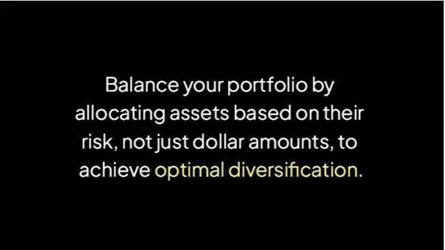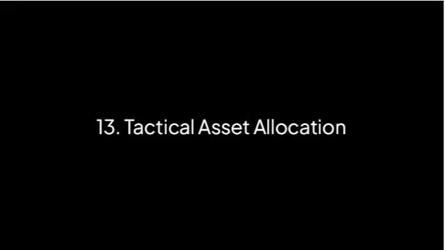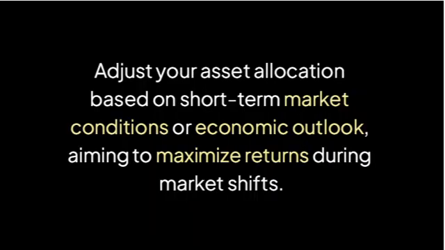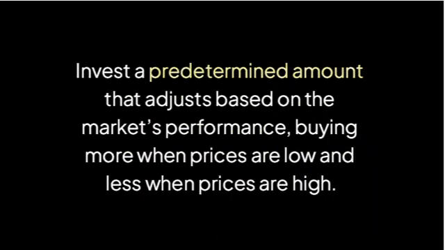12. Risk parity. Balance your portfolio by allocating assets based on their risk, not just dollar amounts, to achieve optimal diversification. 13. Tactical asset allocation. Adjust your asset allocation based on short-term market conditions or economic outlook, aiming to maximize returns during market shifts. 14. Value averaging. Invest a predetermined amount that adjusts based on the market's performance, buying more when prices are low and less when prices are high.